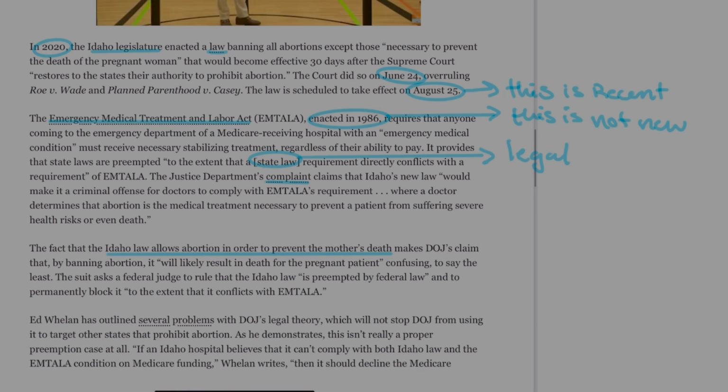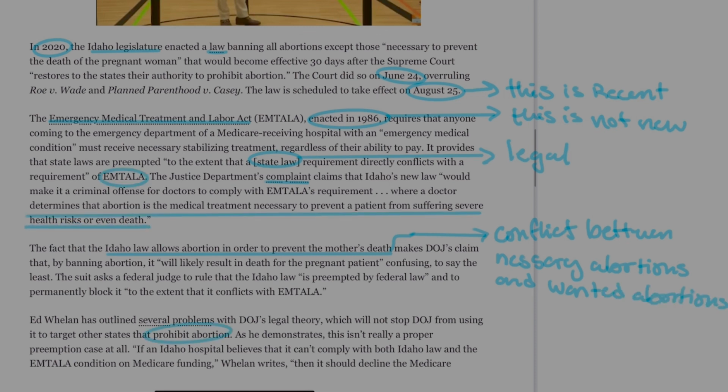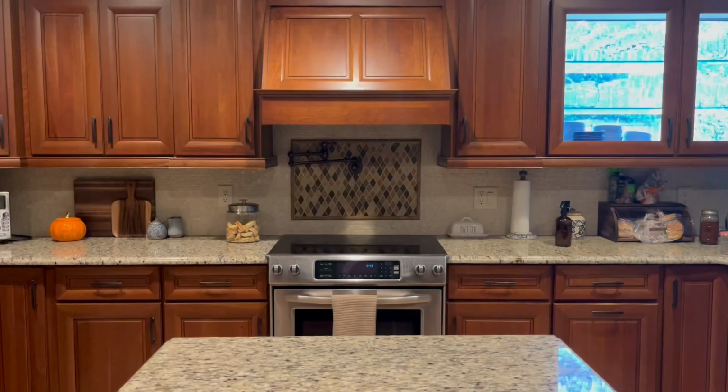All of the things I have stated can be seen throughout the article, with dates like 2020 and June 24th. This is more recent, it's not new. State law gives us the idea that this is going to be about something legal, and whether it's legal or not. Here in our statement, Idaho law allows abortion in order to prevent a mother's death. This counteracts claims by people who are pro-life, meaning this is going to be a conflict throughout the article. Now that you have all your ingredients, you can make your cinnamon rolls.